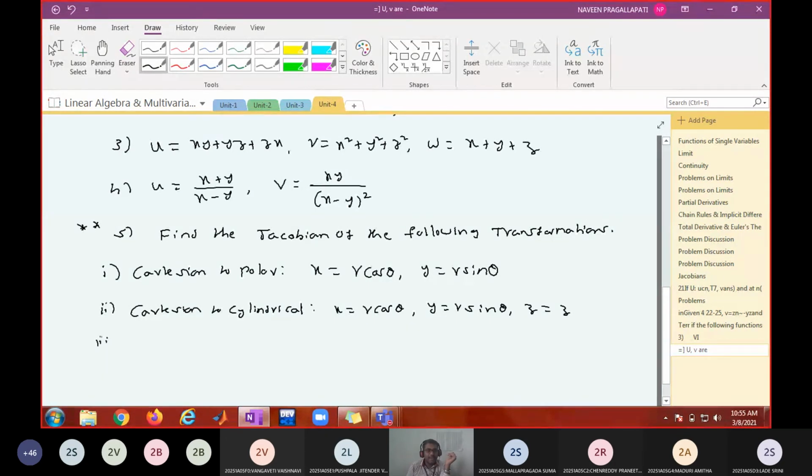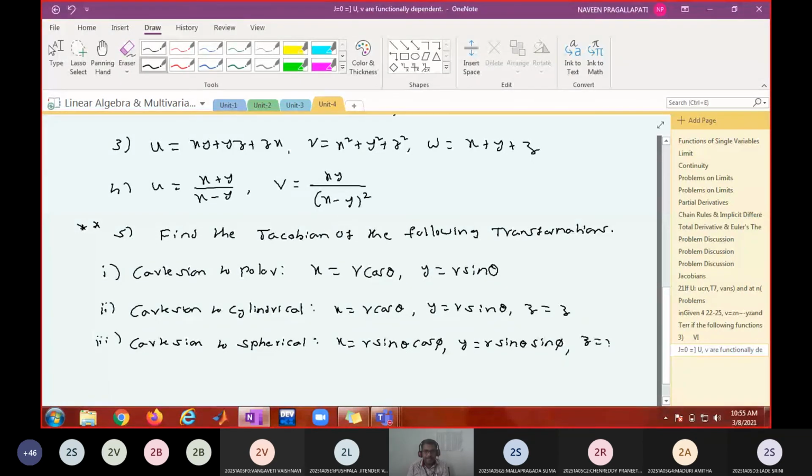Next, Cartesian to spherical. Okay, x equal to r sin theta cos phi. Y equal to r sin theta sin phi. And z equal to r cos theta. So it's all about finding the partial derivatives, substituting the formula, simplify. Okay.